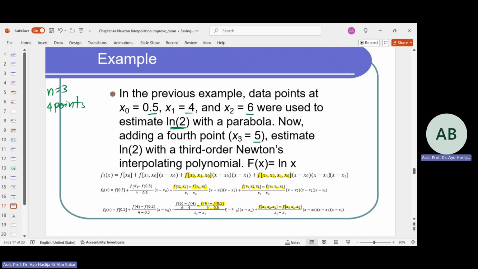Okay, the higher the order, the higher the accuracy. Yes, more data. Correct. The higher the order, the higher the accuracy.